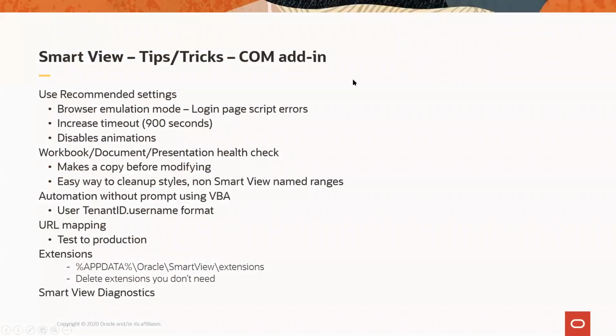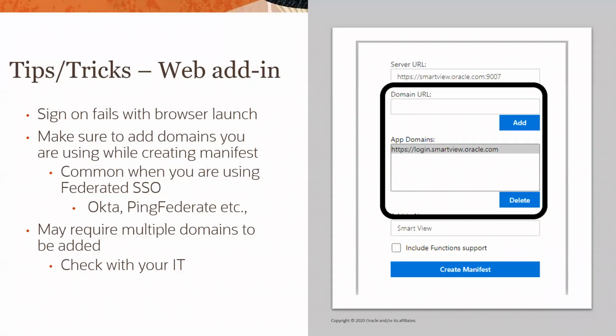So here again, some common patterns in using the web add-in. Anytime you're using federated single sign-on, the login sequence may be going through multiple domains. You need to make sure to add those domains so that Excel will trust them. One of the symptoms is that when you try to sign in through Mac, for example, it will start a browser window and show a page there.